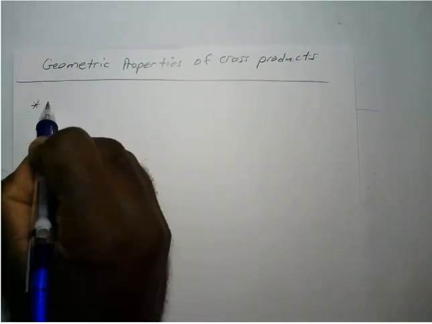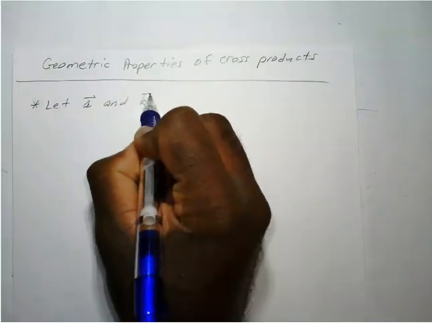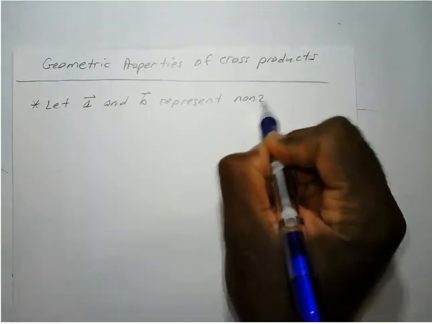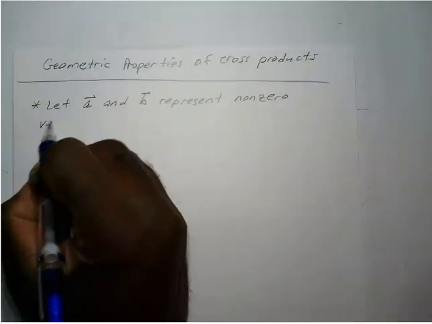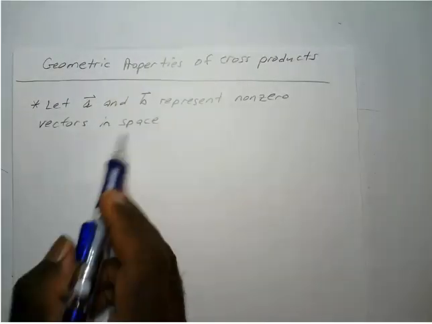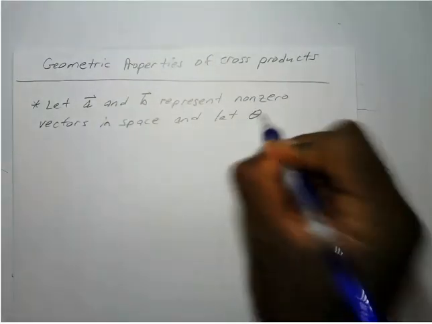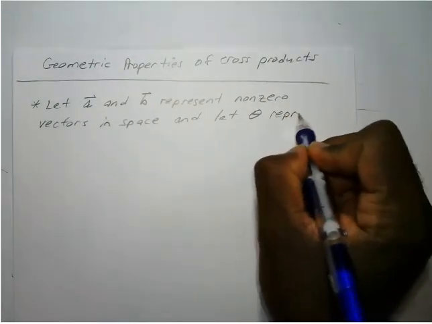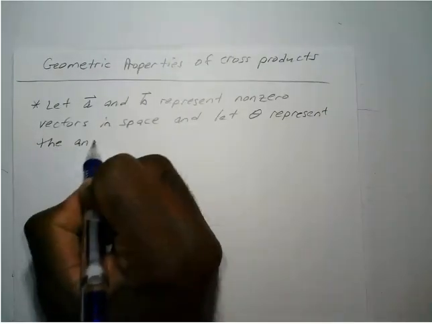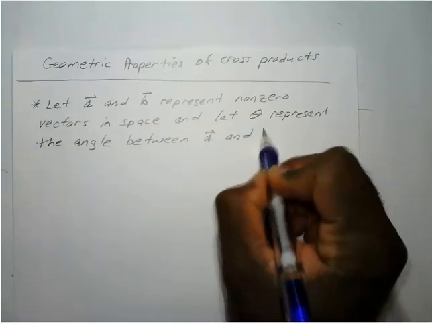Okay, so starting off, let our A vector and our B vector represent non-zero vectors in space. Of course, that could be two-dimensional or three-dimensional. And let theta represent the angle between A and B, the angle between our A vector and our B vector.